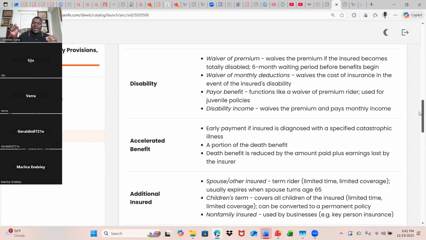What is a rider? A rider is an additional provision that attaches to a policy. This is a rider that needed to have been added when the policy was set up. For the waiver of premium rider, if the owner, who is the insured, cannot make the premiums, then the insurance company is going to automatically take over paying the premiums. That is waiver of premium.